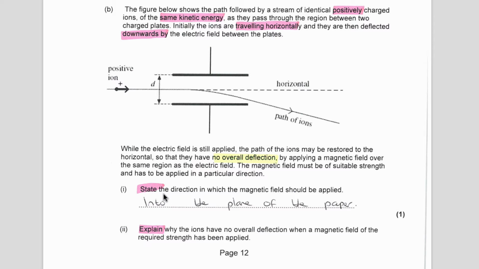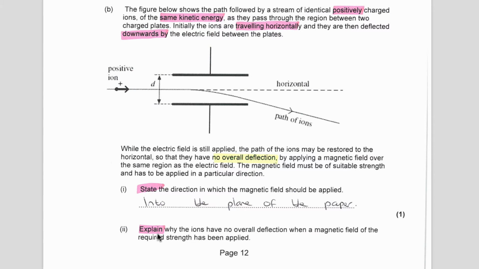Well, again, this is Fleming's left-hand rule. So you take your left hand and you make your normal Fleming's left-hand rule shape. The current, because this is a positive charge, is going from left to right, so you put your second finger from left to right. We want the force to be upwards because these are deflected downwards, so to correct it, the force must be upwards. So you turn your hand so your thumb is pointing up the paper while keeping your second finger pointing along this line. And if you do that, your first finger points into the page. So the direction the magnetic field needs to be applied is into the plane of the paper, which is 1 mark.